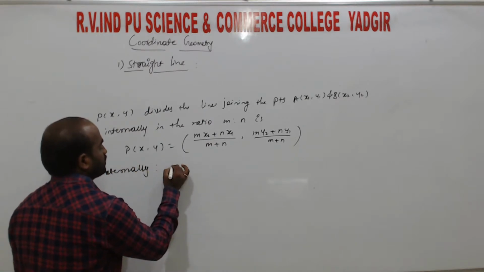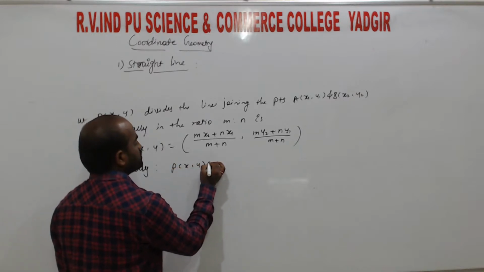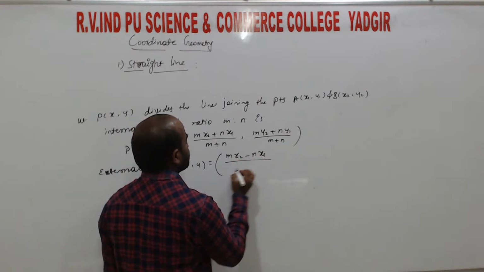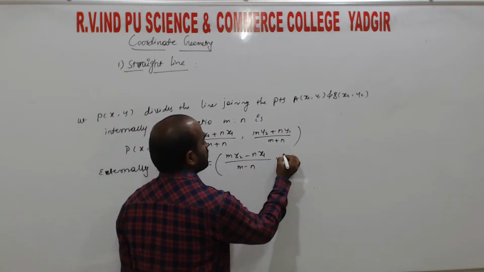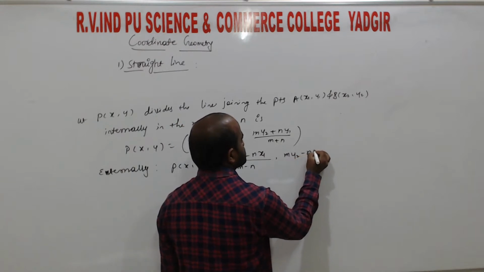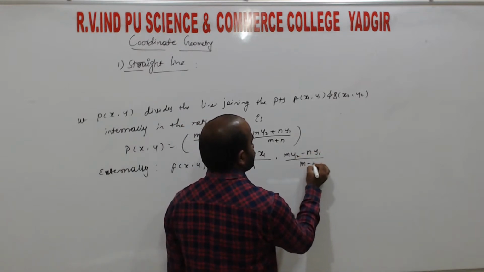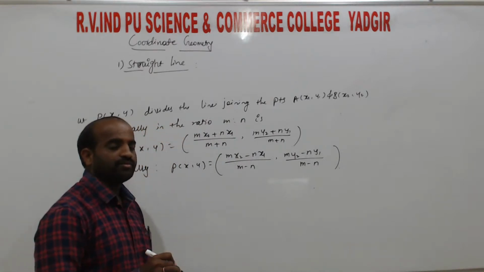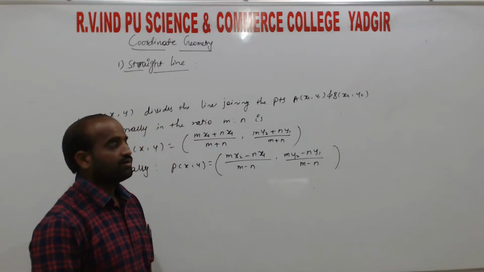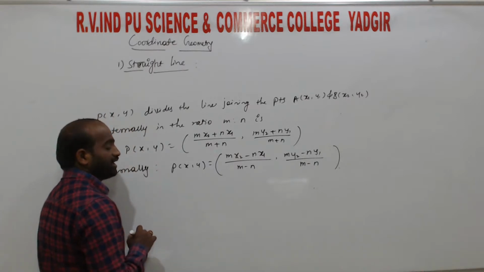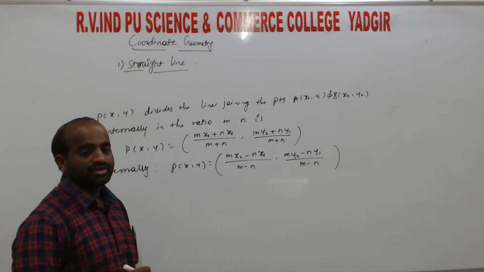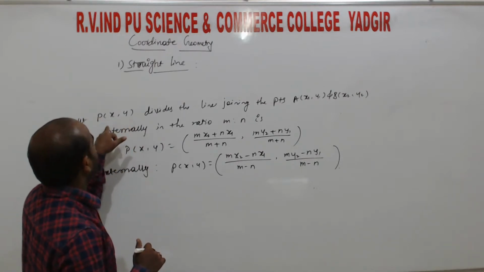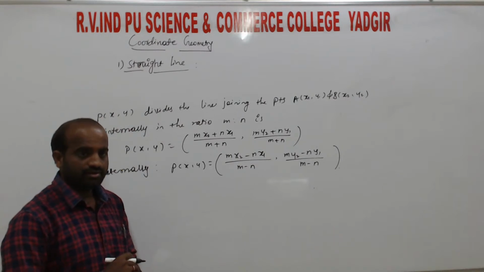Externally, P of x comma y is equal to (mx2 minus nx1) divided by (m minus n), (my2 minus ny1) divided by (m minus n). If 2 points are given and externally is not mentioned in the ratio, for example, find the coordinates of the line joining the points. This means we find the x and y coordinates.